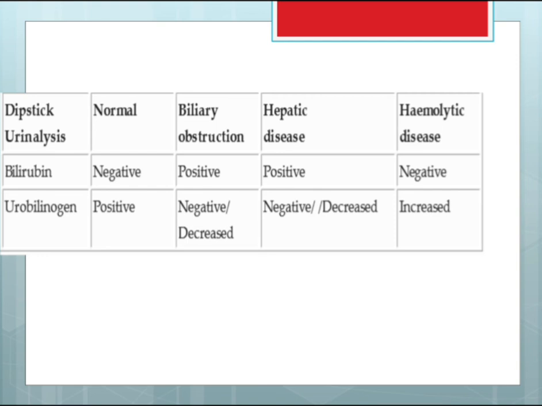So bilirubin normally is negative. In biliary obstruction it's positive, in hepatic disease it's positive, and in hemolytic disease it's negative. Urobilinogen normally is positive. In biliary obstruction it may be negative or decreased. In hepatic disease it's negative or decreased, and in hemolytic disease it's increased.